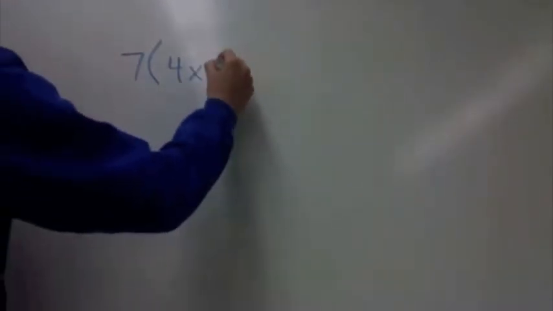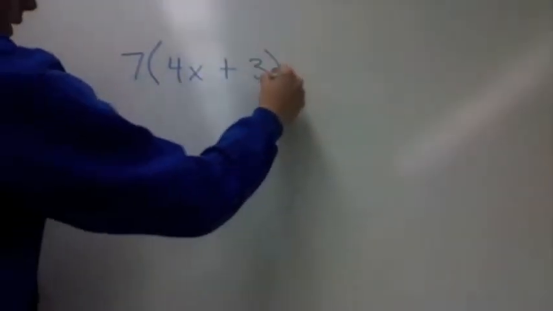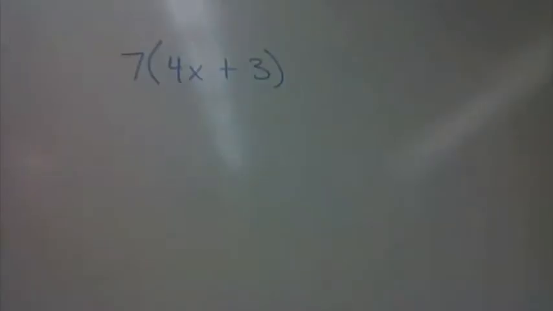So we're going to make us a variable. We're going to call it x this time. And then 4 times that variable, 4 times x, sum of 4 times a number and 3. So the sum is plus and 3. So our final answer is 7 parentheses 4x plus 3.